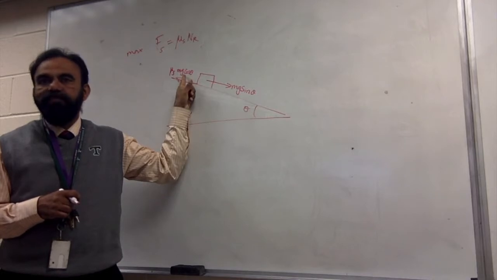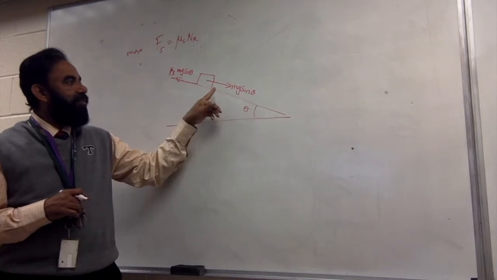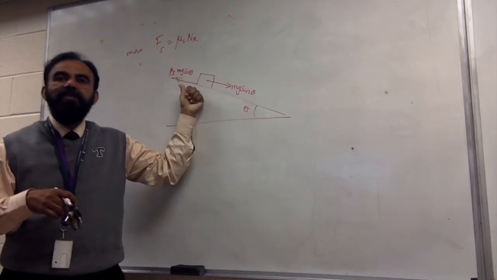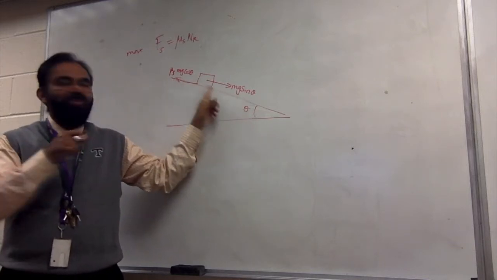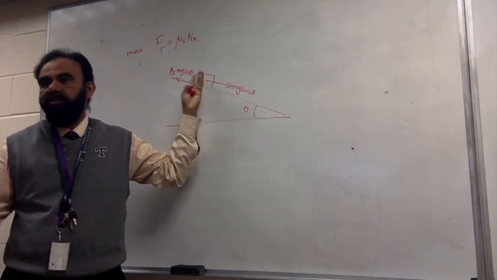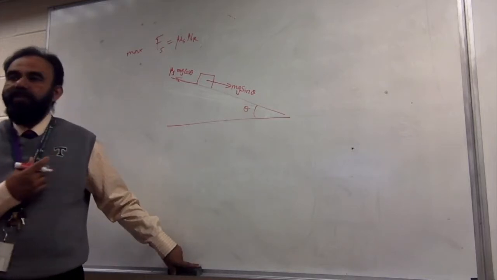Get it? Let's say the limiting value is like 10 newtons. So when this was like 2 newtons, that will be 2 newtons. And this is 8 newtons, that's 8 newtons. When it's 9.9 newtons, that's 9.9 newtons. When this reaches just 10, that's it, let's go. Because it reaches maximum, it can't hold any further. And so what do you understand from there?